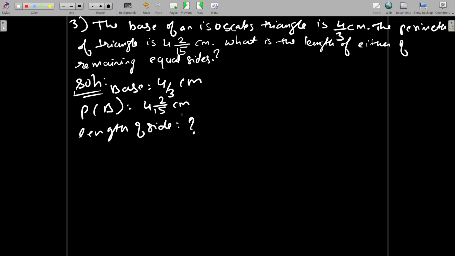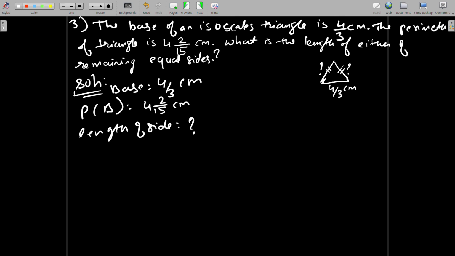Now what is the property of an isosceles triangle? Let us just draw this one for easy understanding. The adjacent sides of an isosceles triangle are equal, so these sides are equal and this is your base. So base is given to be how much? It is 4 by 3 centimeter, and the perimeter, the total sum of all the sides, is 4, 2 by 15. So what we have to find is the length of equal sides, that is nothing but these two sides.